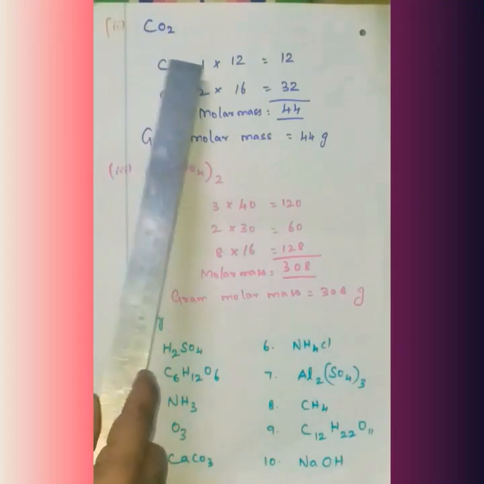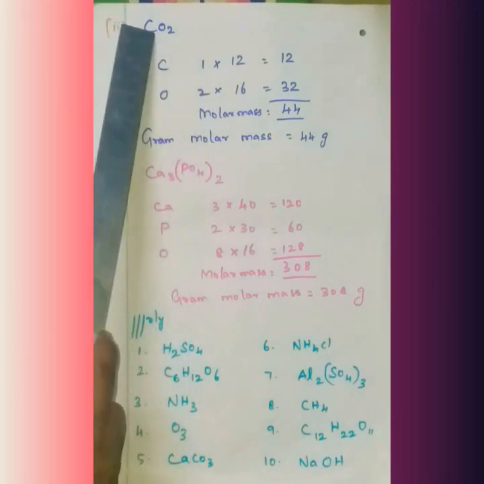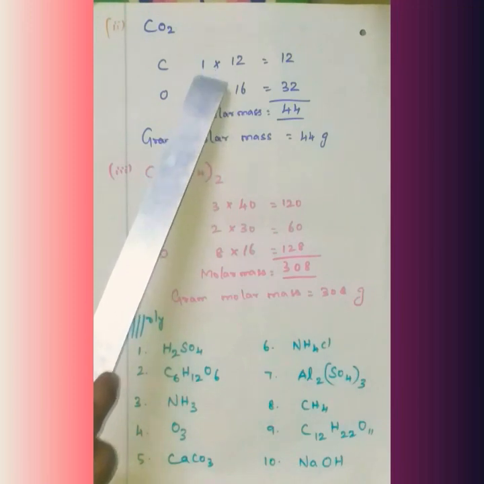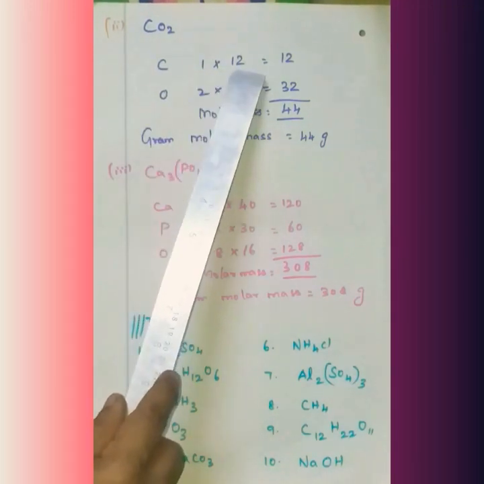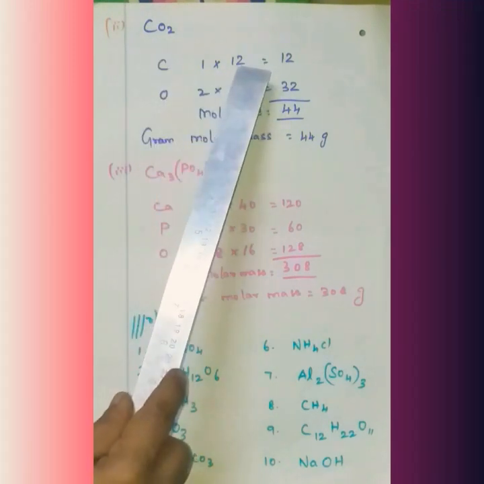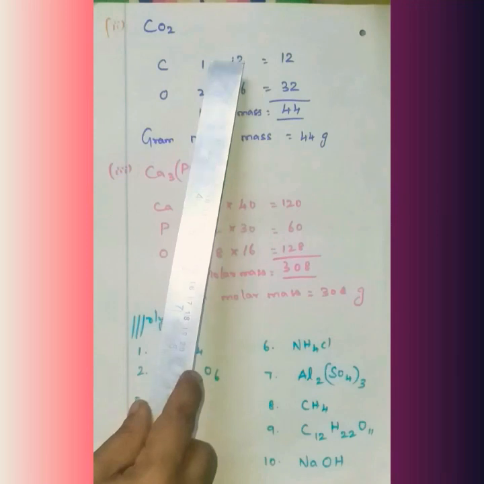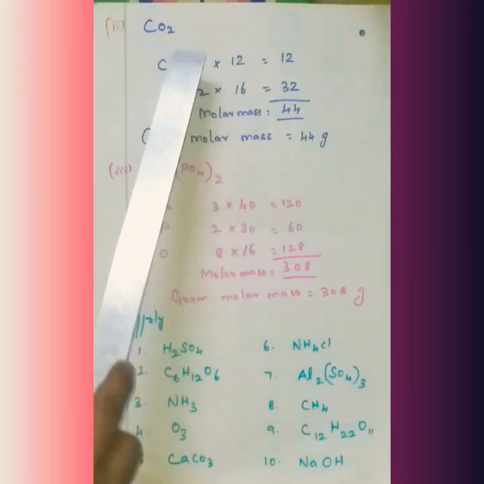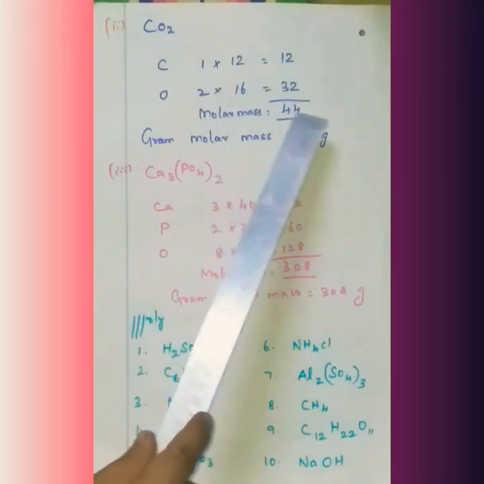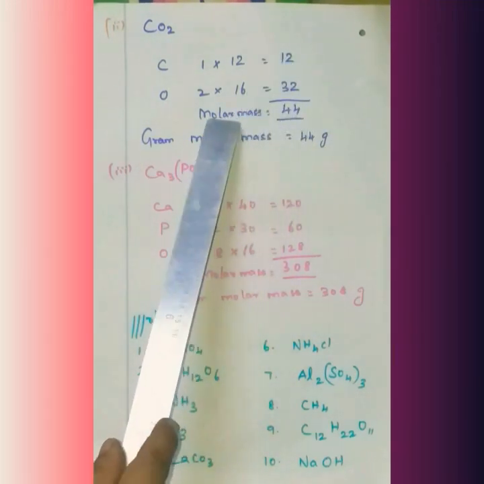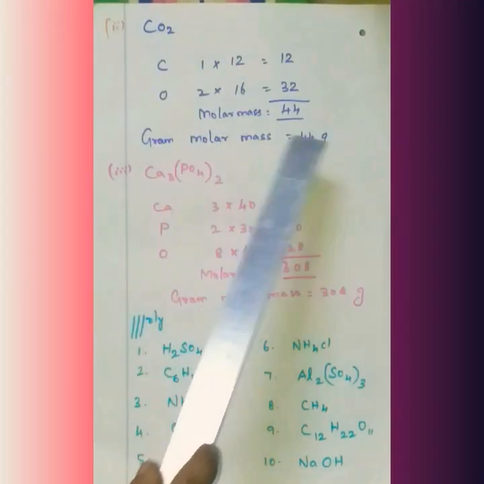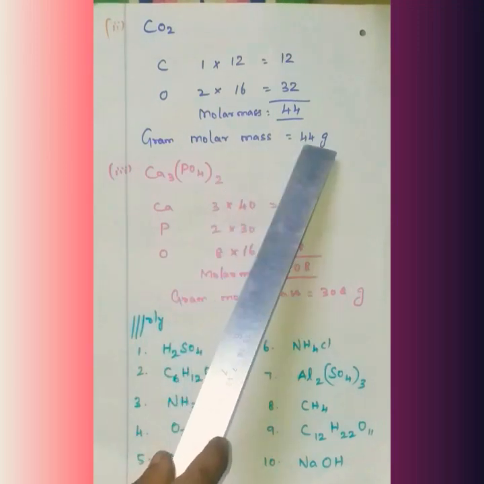Then how many atoms are present? In carbon there is only 1 carbon. Oxygen, there are 2 oxygen. Next, carbon is multiplied with the carbon atomic mass, which you see in the table: 12. So 1 into 12, 12. Then oxygen, 2 atoms, so 2 into 16, 32. If we add these, we get 44. Therefore the molar mass of carbon dioxide is 44. Expressed in gram, the gram molar mass is 44 gram.